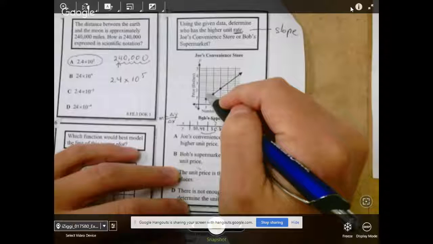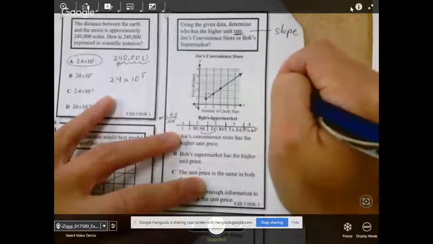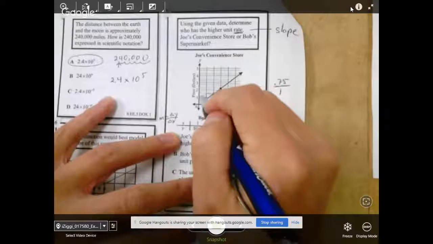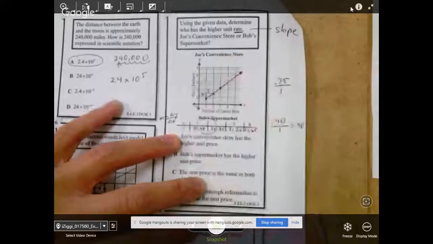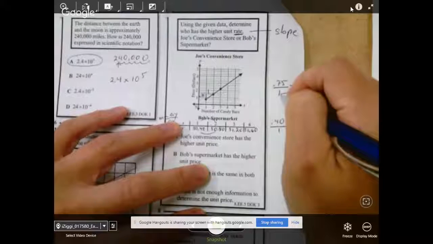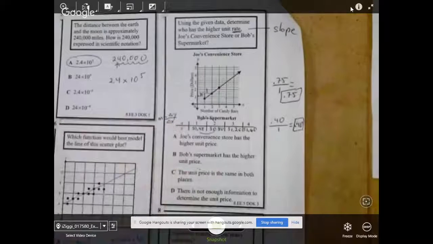So Joe's is 0.75 over 1. 0.75 is the rise, and 1 is the run. So for Joe's, it's 0.75. That's the rate. And for Bob's, it's 0.40. So Joe's convenience store has the higher unit price.